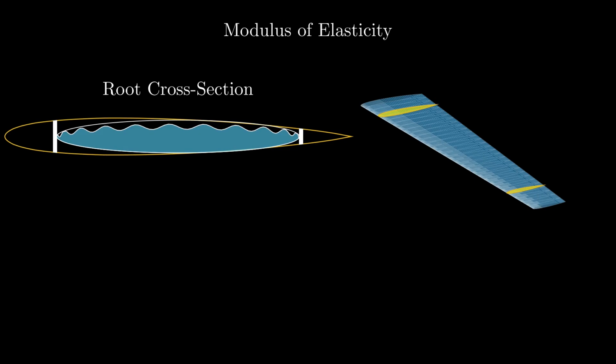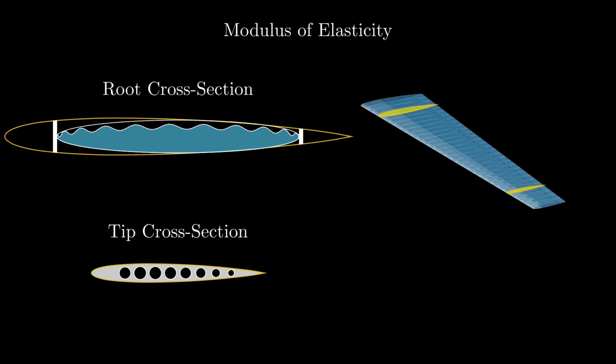On the other hand, at various points in the wing, there will be wing spars, which will have a lot of material and will be more structurally rigid. This example demonstrates how the wing modulus of elasticity varies along the beam.